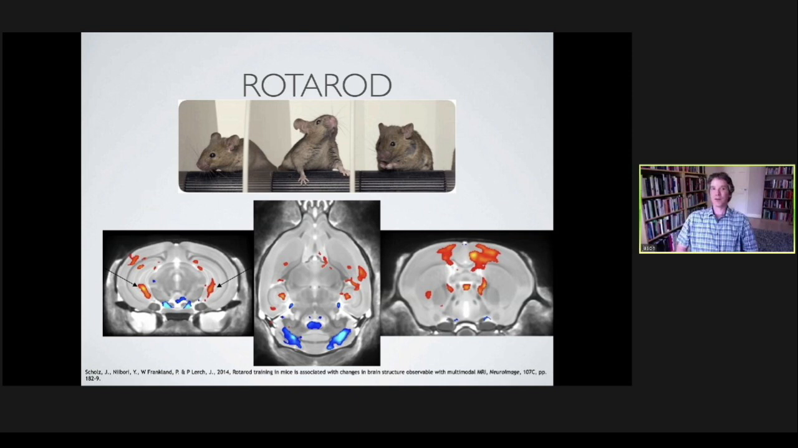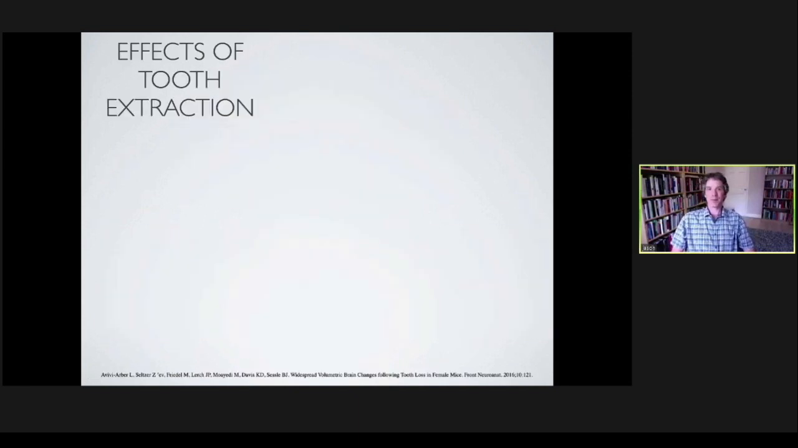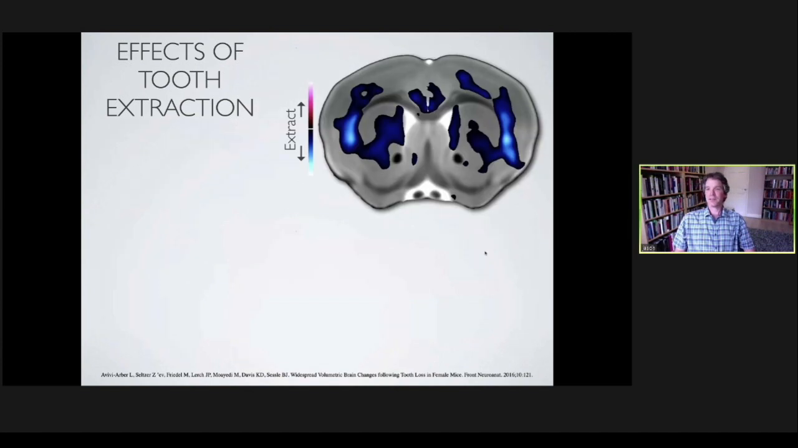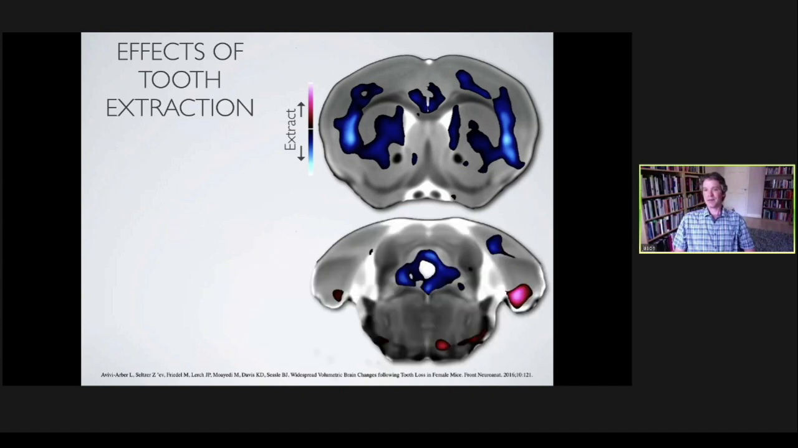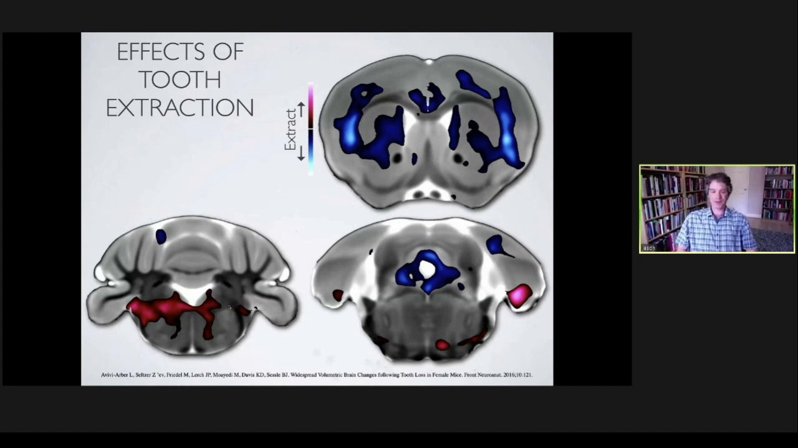Switching tasks entirely and looking at a mix of sensory motor and pain, looking at the effects of tooth extraction done by colleagues of ours in dentistry under anesthesia and analgesia, we can see that extracting the rear molars changes the gustatory and insular cortex by decreasing it in volume, as well as some decreases in the pain system around the periaqueductal gray, and some increases in some of the ascending midbrain systems in response.